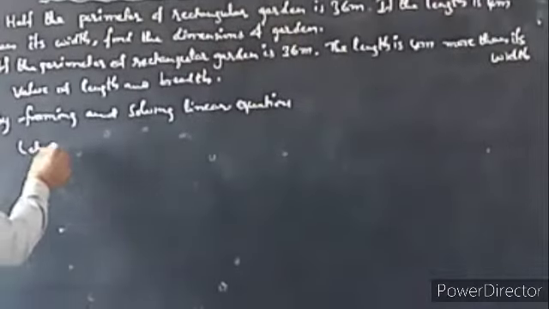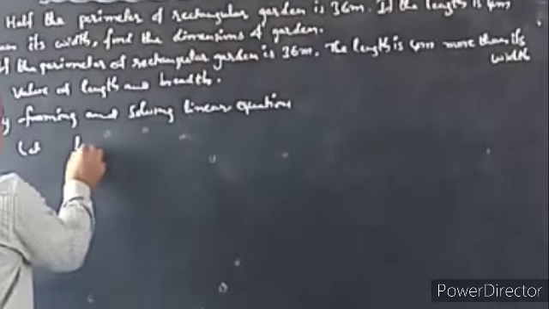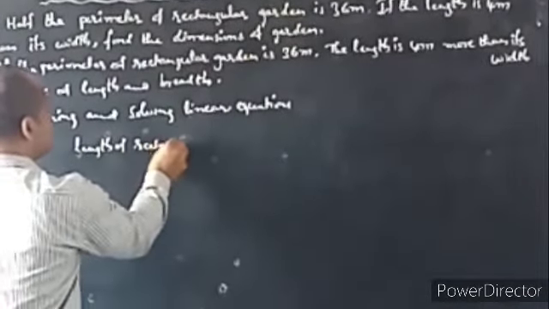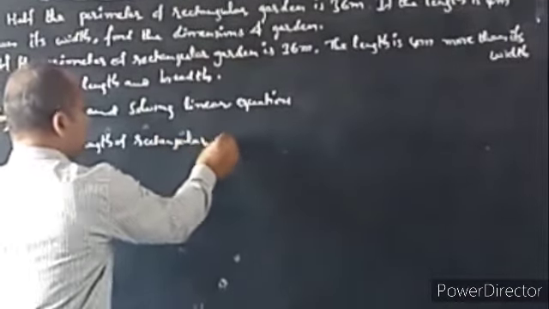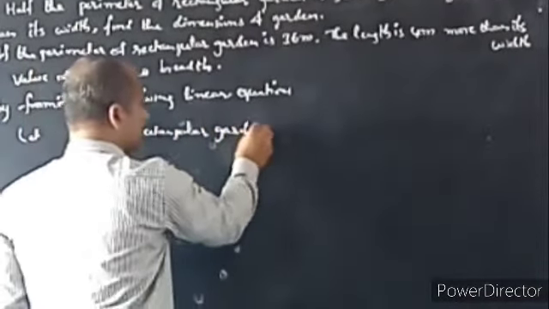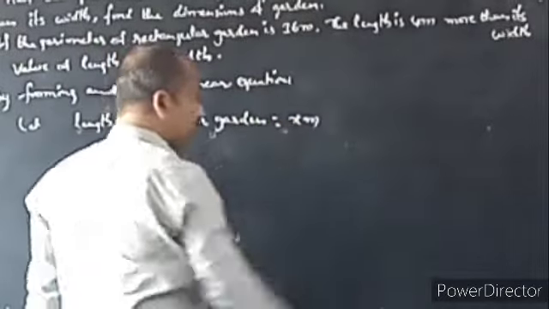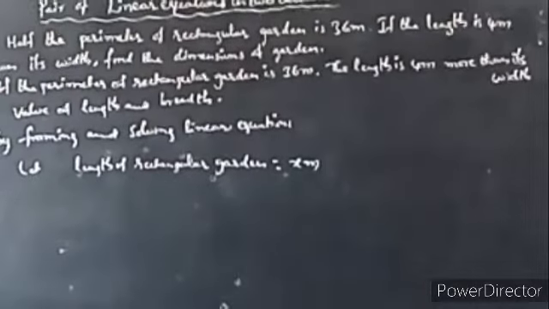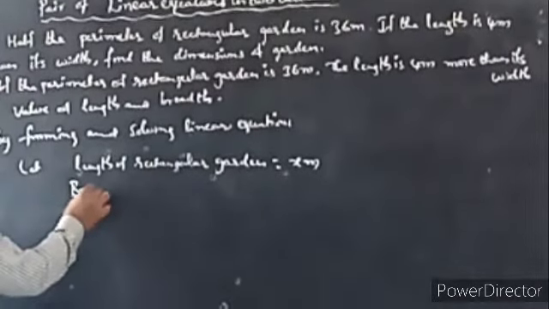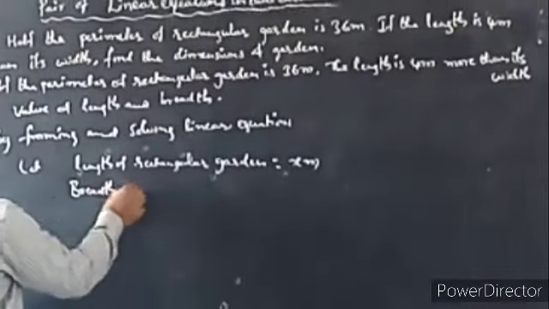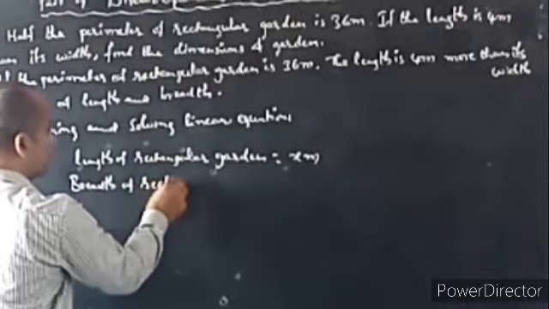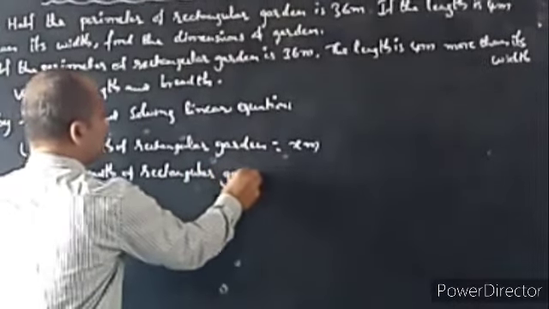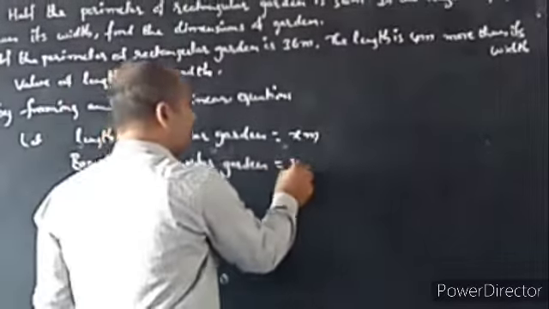First, let the length of the rectangular garden be x meters, or L meters. You may write any. Breadth and width are both the same only. Let the breadth of the rectangular garden be y meters.